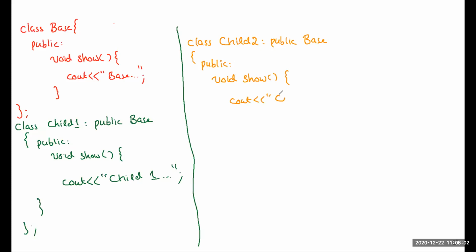And within the body, I simply write child 2, and we end the function, we end the class. Okay, now let's write main. But now we'll be writing a slightly different main.